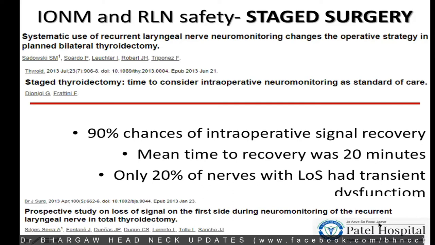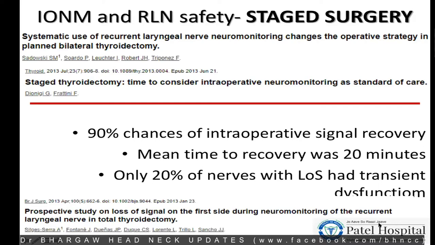What that means is, again, a very attractive hypothesis that if you are able to have your signal recover in 20 minutes, you would typically have only 20% of nerves which would have transient dysfunction. But transient dysfunction would also not be acceptable on one side, because if you have transient dysfunction in the postoperative setting, and if the other nerve has the same tonotopic distribution as the first one, which it is likely to have, you don't want to end up with a bilateral RLNP.